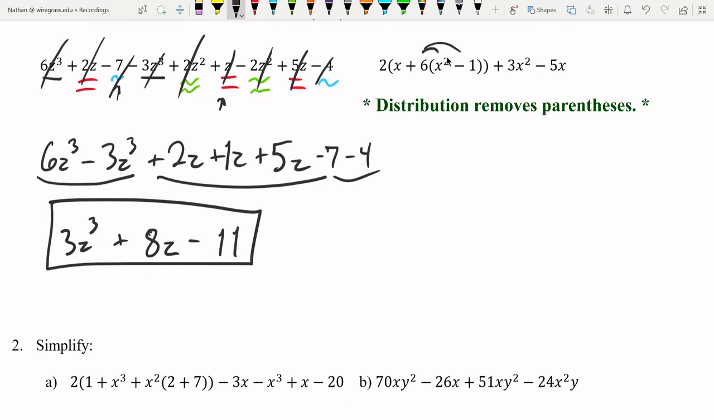They kind of lock everything in it. So I'm going to work on the innermost set of parentheses. First, we have 6 times x squared is 6x squared. 6 times negative 1 is negative 6.